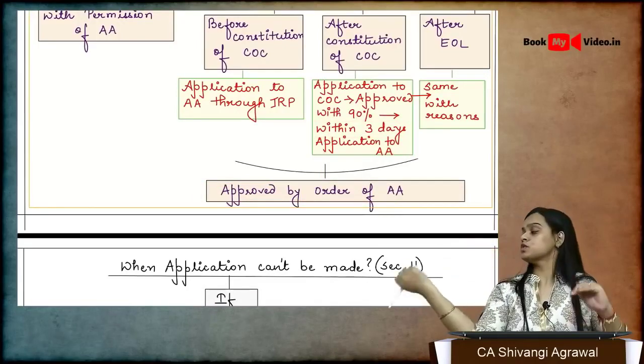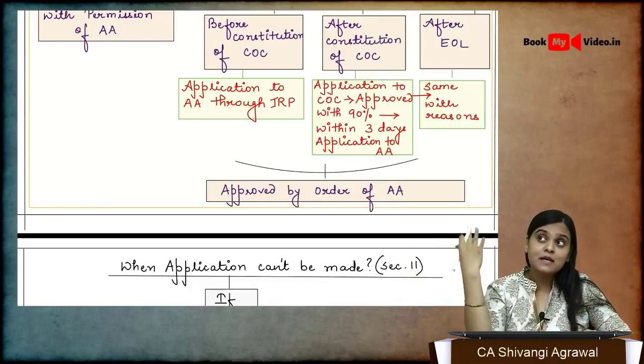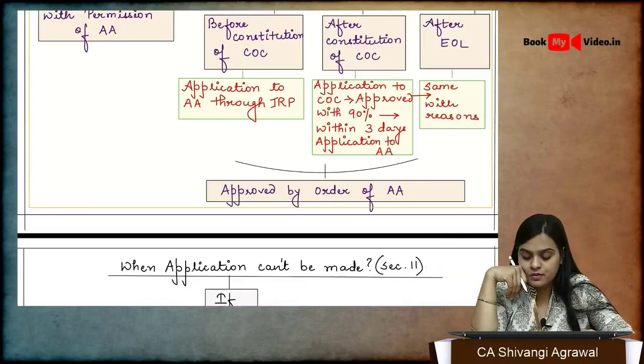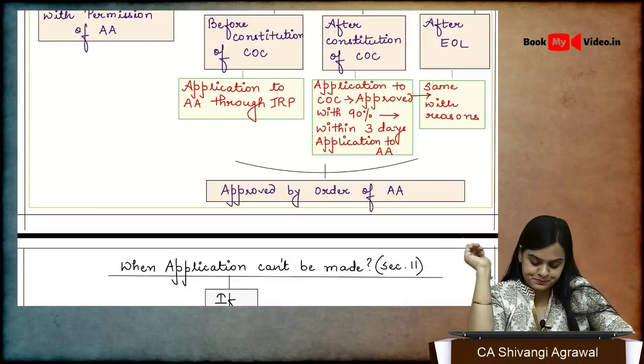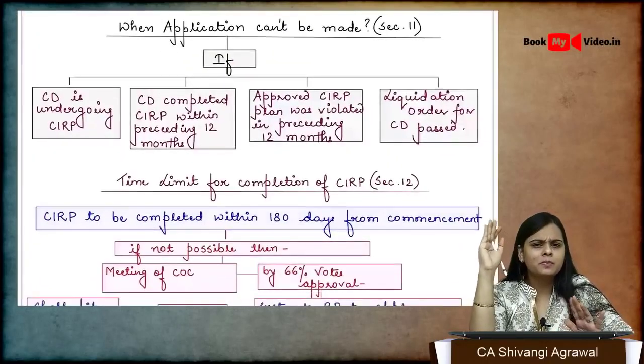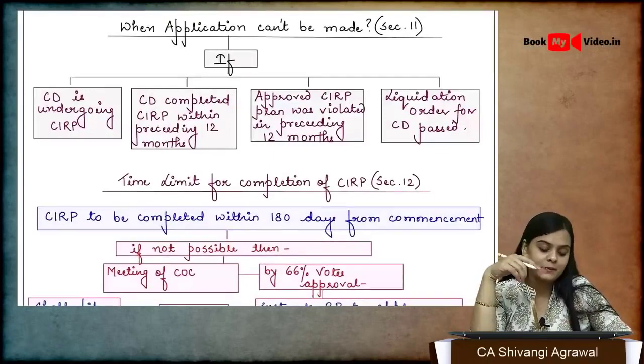So this can be a question which may be asked to you, whether an application once submitted for CIRP can be withdrawn or it cannot be withdrawn, right? So it can be withdrawn. There are certain cases where an application cannot be made for CIRP, which is given in section number 11.